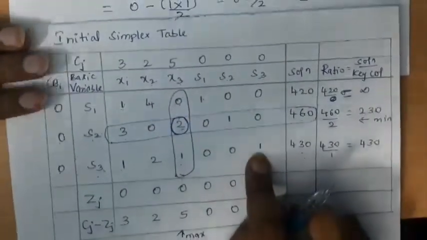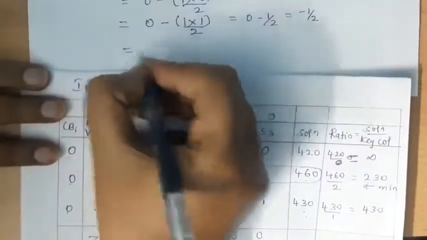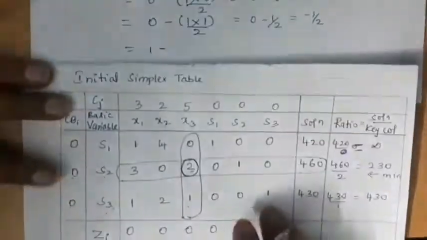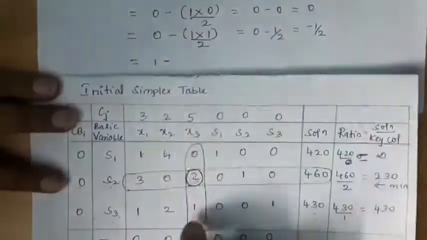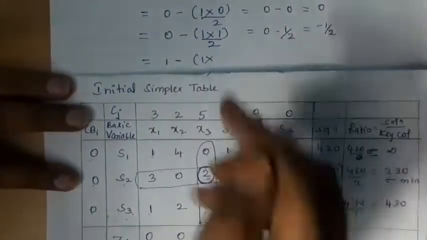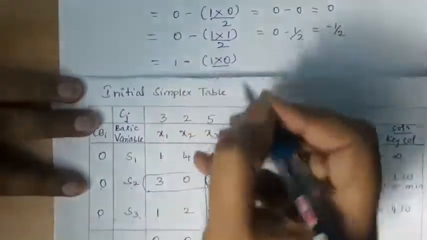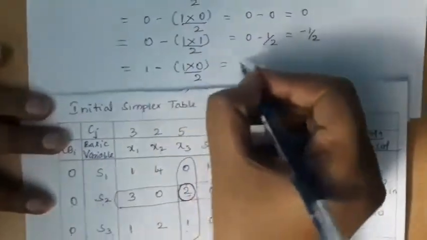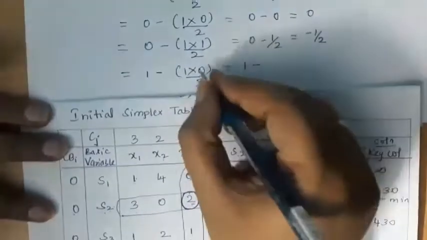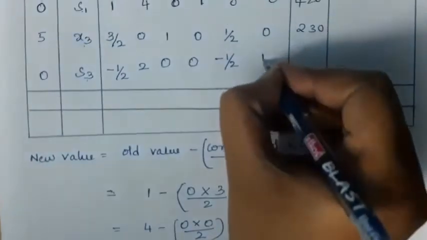Next, the old value is 1. So write down here 1 minus the corresponding key column value 1, into the corresponding key row value, that is 0, divided by the key value 2. So 1 minus 1 into 0 is 0 divided by 2, 0 divided by 2 is 0. So 1 minus 0 is equal to 1. So write down here 1.